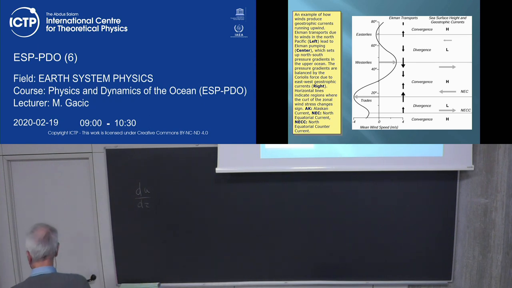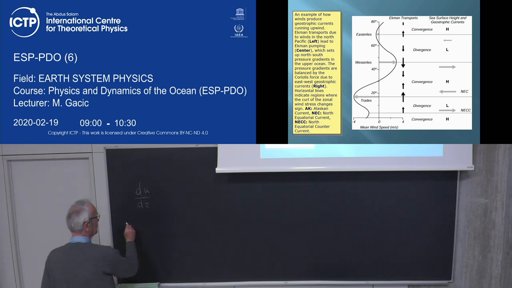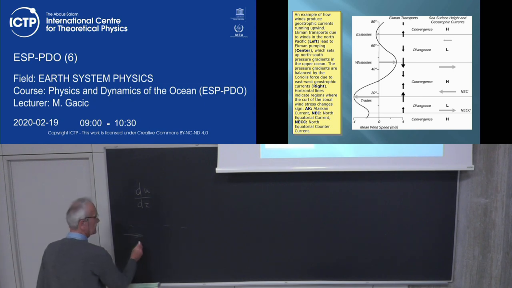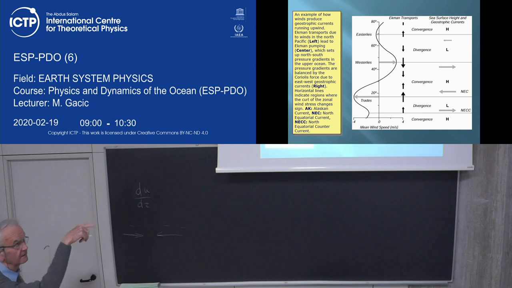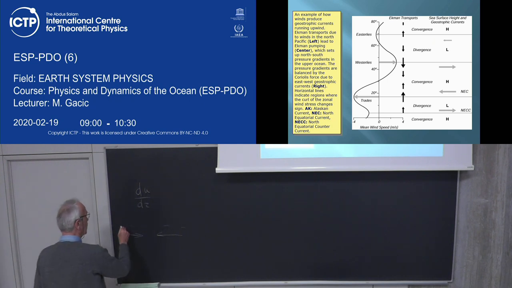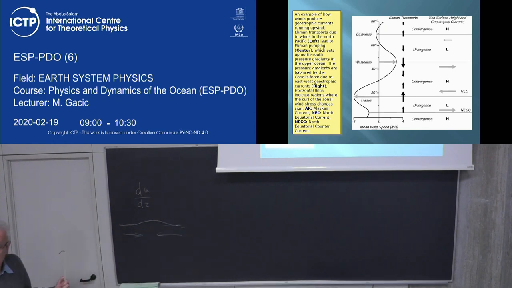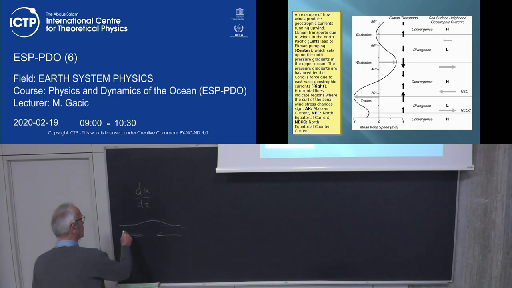And what we have here is this thing here. This is the sea surface without influence of the wind. If we have the convergence, which is really this thing here, then after some time the sea level has a bump. At the same time, the interface or isopycnals have this shape.